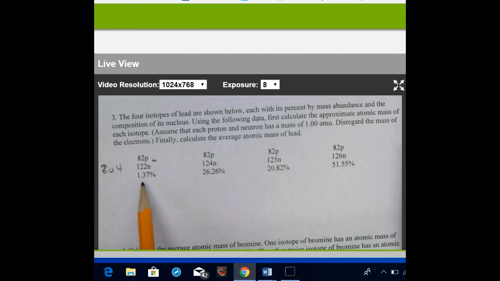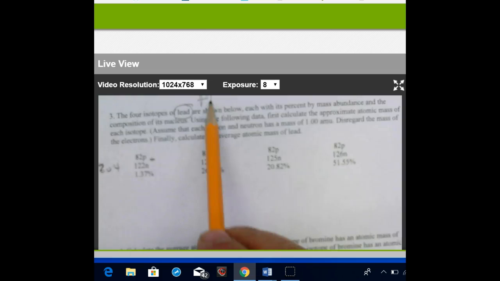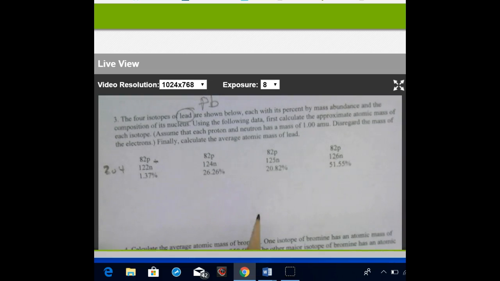And then when you're done, you can look at your periodic table and see if it matches the element. And this one is lead. It's going to be Pb. Then look at the periodic table. They should be pretty close.